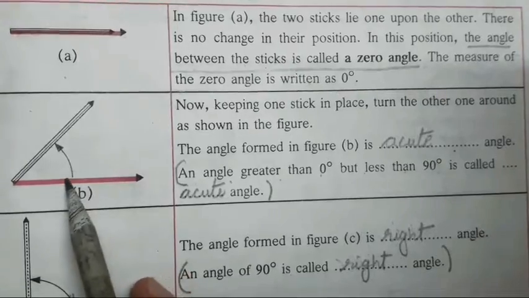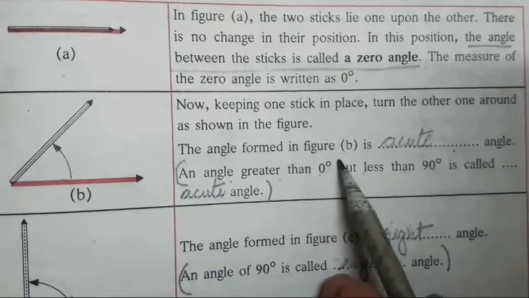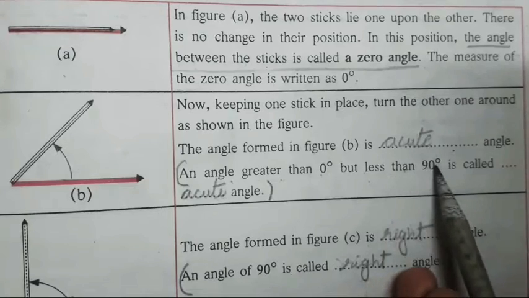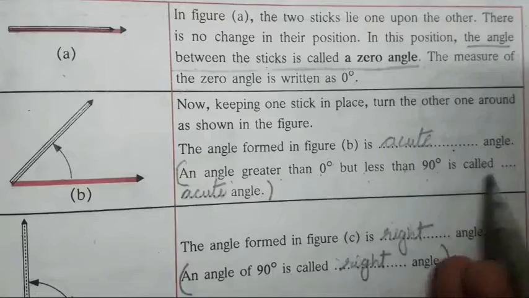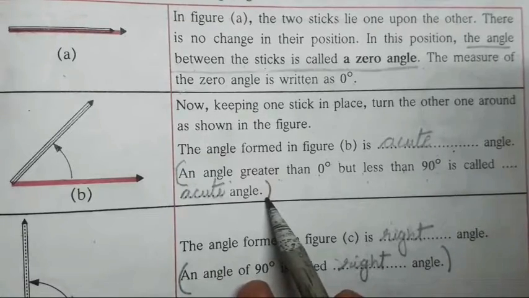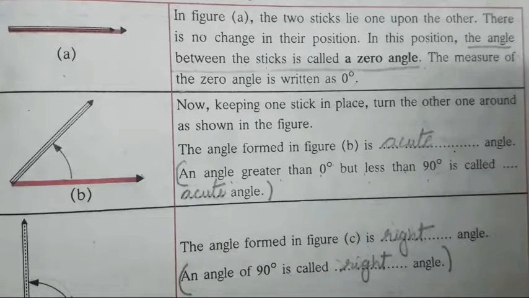Next is acute angle. We all know what is acute angle. The angle greater than 0 but less than 90 degree, meaning greater than 0 and smaller than 90 is called an acute angle. Okay, so in this figure you all have to remember. I'll show you a small trick that you all can remember.